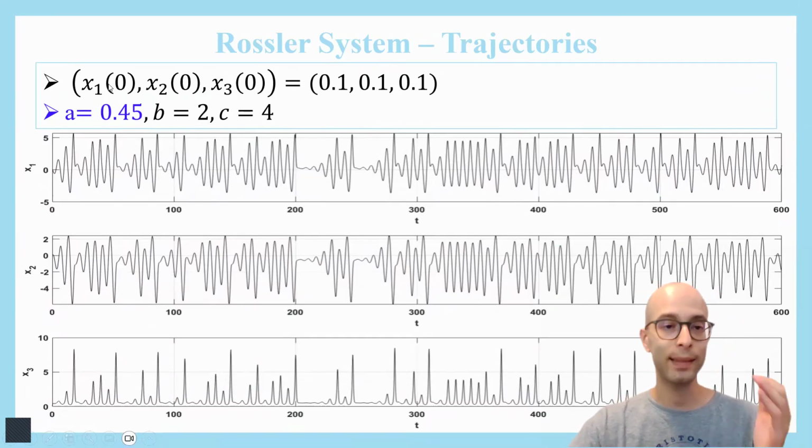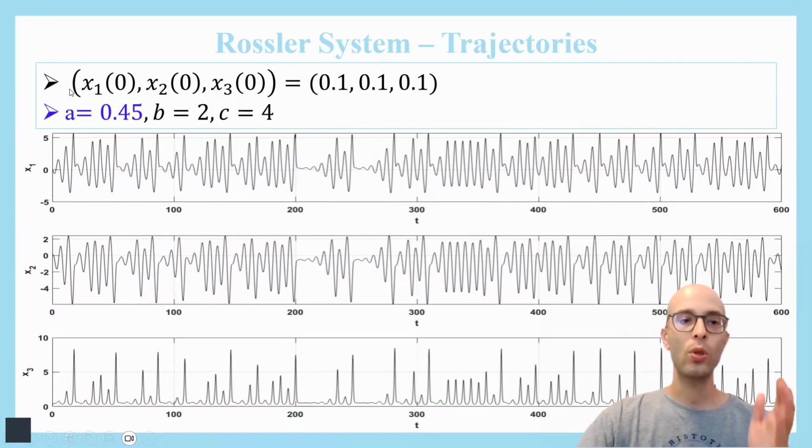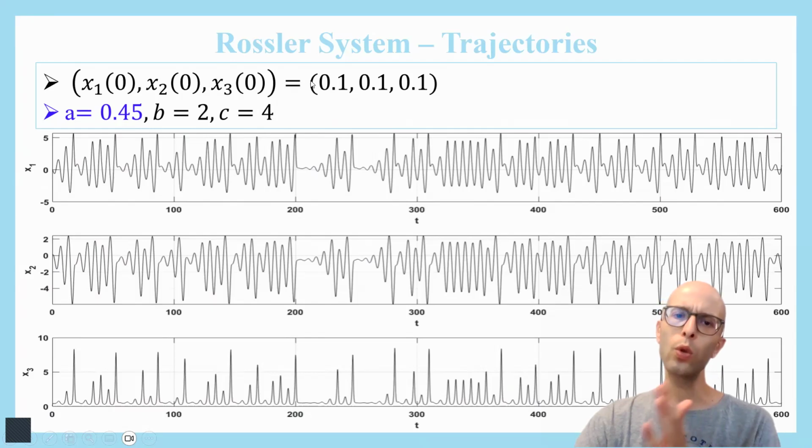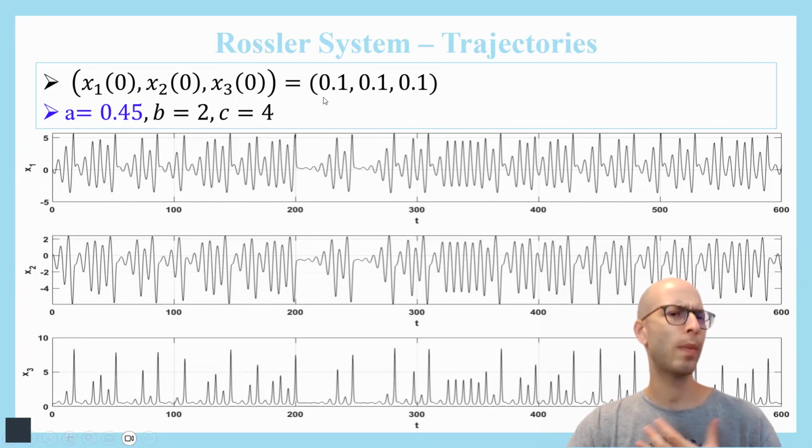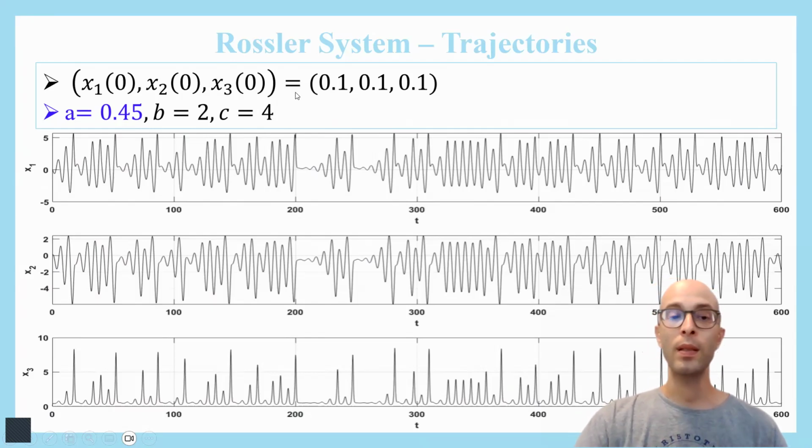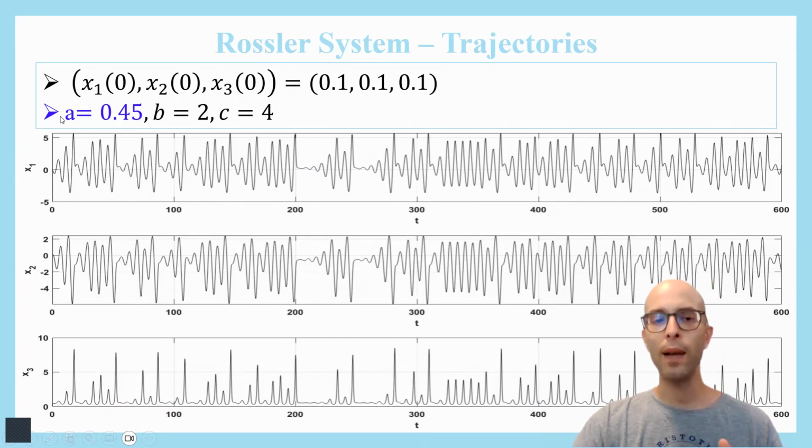So what you see here at time 0, I choose x1, x2, and x3 all to be equal to 0.1. Okay, this is my choice. And then I set some parameter values. Alpha, which is the parameter that we will study today, is 0.45, b equals 2, and c equals 4.